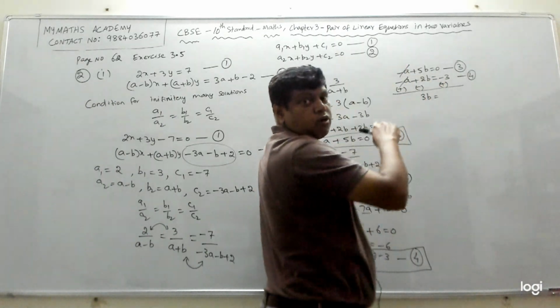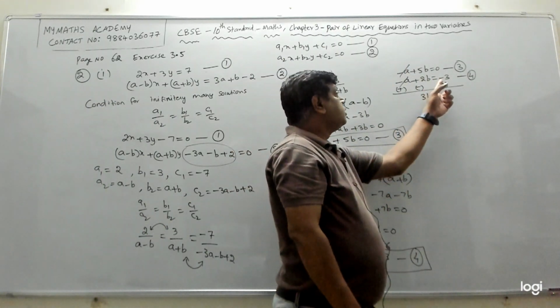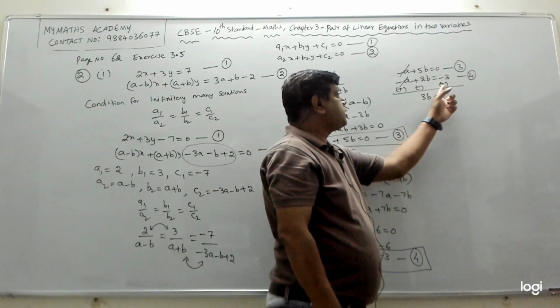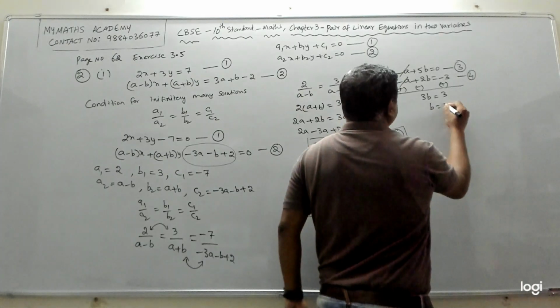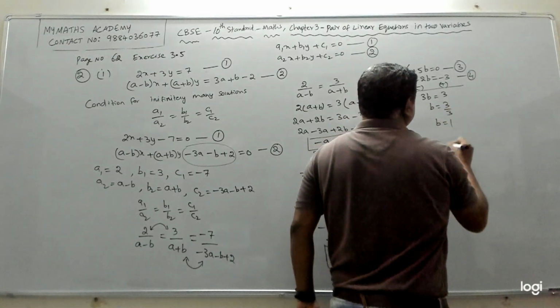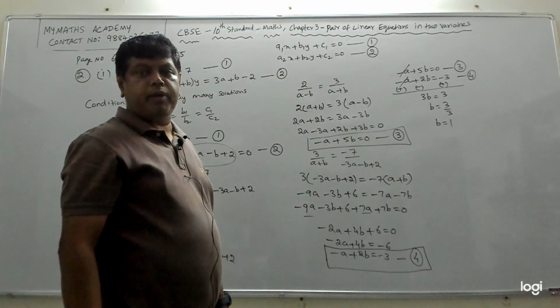Now this minus 3 is gone. You have changed the sign of 3, minus to plus. So this is plus 3 now. So 0 plus 3 is 3. So my b becomes 3 by 3, which means my b equal to 1. So we have got the value of b equal to 1.